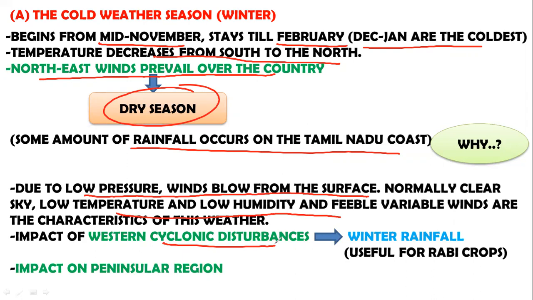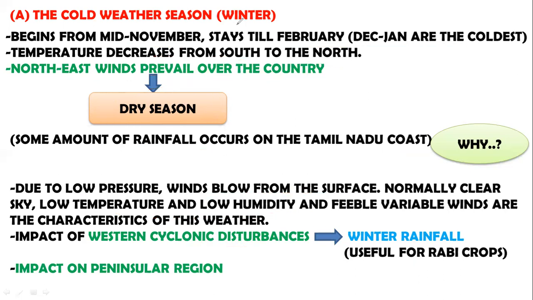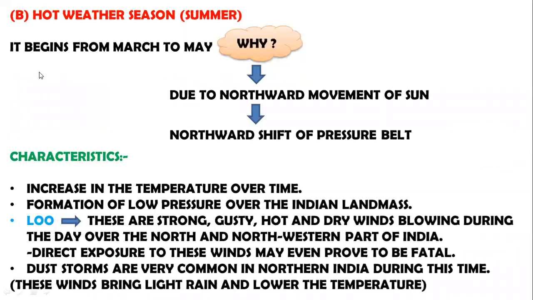The impact of western cyclonic disturbances is that it causes rainfall in northern parts of India. Haryana, Delhi experience rainfall in winter season due to western cyclonic disturbances. And what is its impact on the peninsular region? It makes the climate moderate on the peninsular region. Now this was all about the cold weather season, which we commonly call winter.